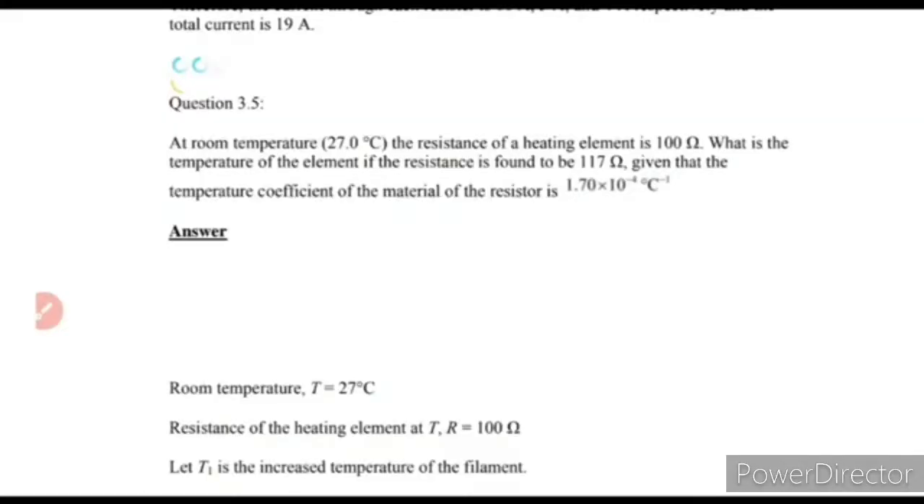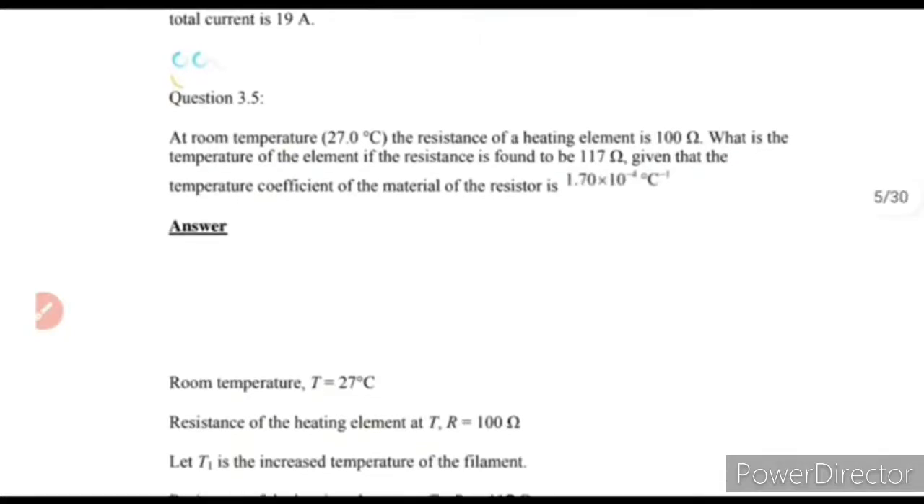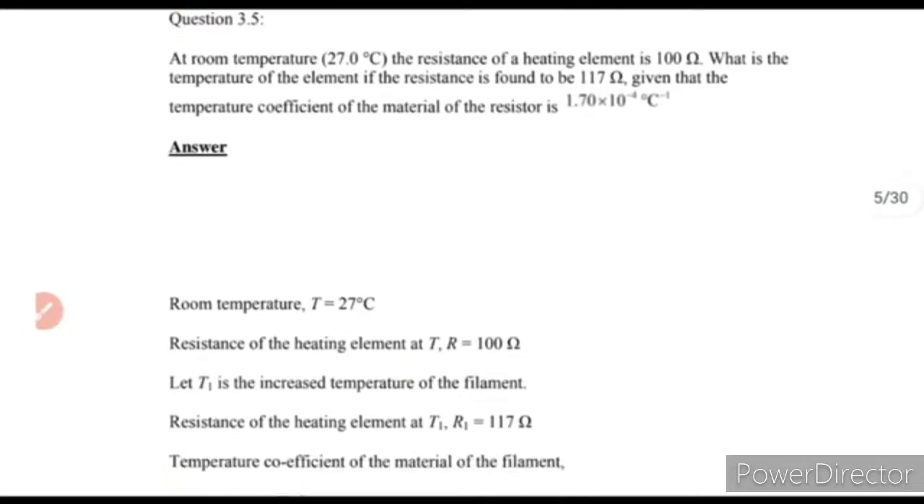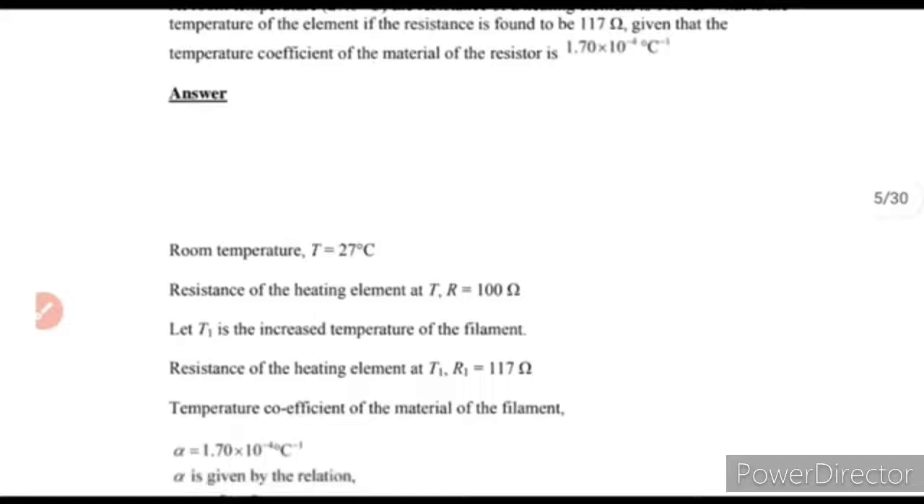Now we are discussing some questions from the exercises which are related to these equations. First exercise question 3.5. At room temperature 27 degrees Celsius, the resistance of a heating element is 100 ohm. What is the temperature of the element if the resistance is found to be 117 ohm, given that the temperature coefficient of the material of the resistor is 1.7 into 10 raised to minus 4 degrees Celsius raised to minus 1?